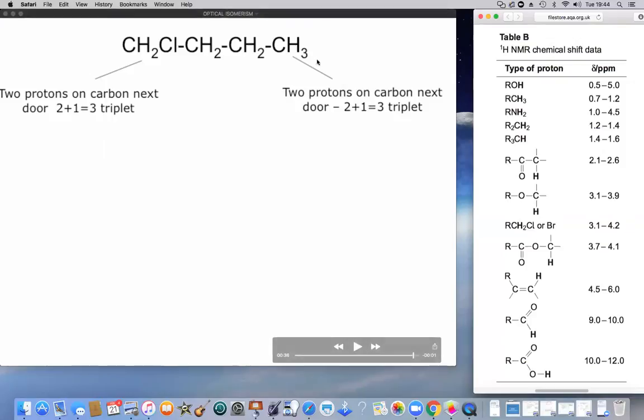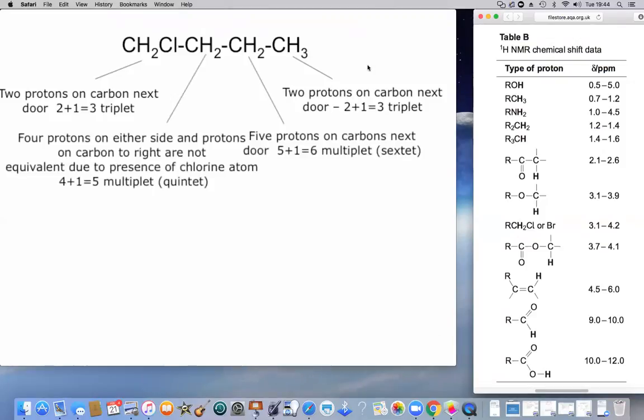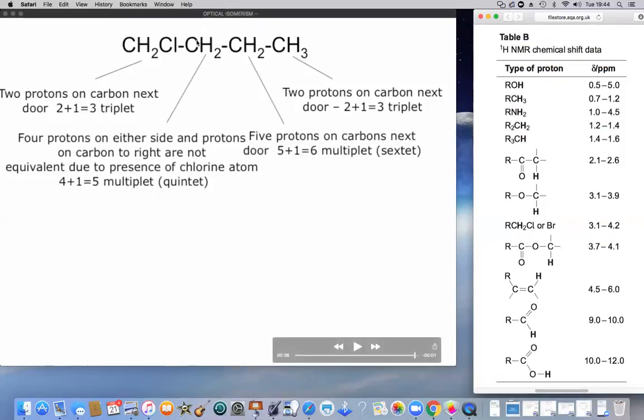I'll go through the rest of these signals. Questions come through, I'll go through the rest of these signals and then I'll answer that question. So then carbon number 2 and carbon number 3. We'll take carbon number 2 first. Now we have 4 protons either side. We have 2 protons on the left and 2 protons on the right.